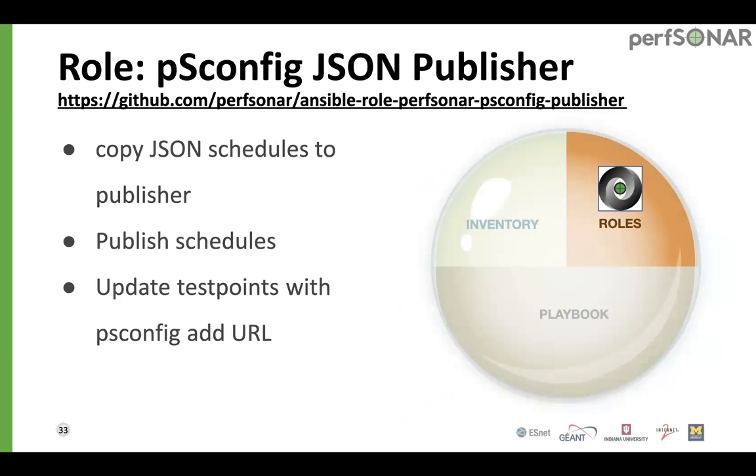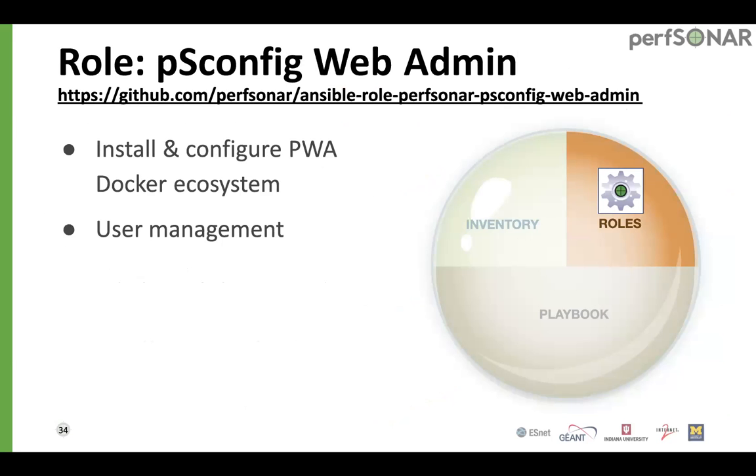So the JSON publisher, this is a real simple role. It basically just takes a raw JSON schedule, publishes it, and can optionally push that to one or more test points or visualizers. And then PS config web admin is where you have the graphical ability to make a schedule.